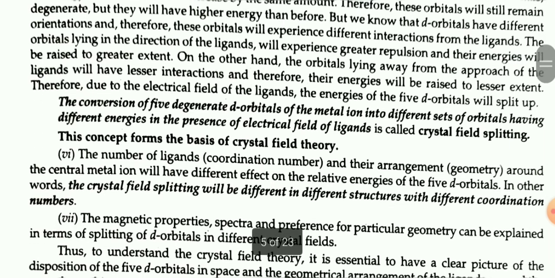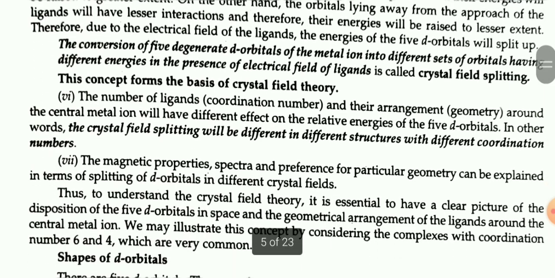The conversion of 5 degenerate d orbitals of the metal ion into different sets of orbitals having different energies in the presence of the electrical field of the ligand is called crystal field splitting. This concept forms the basis of crystal field theory.